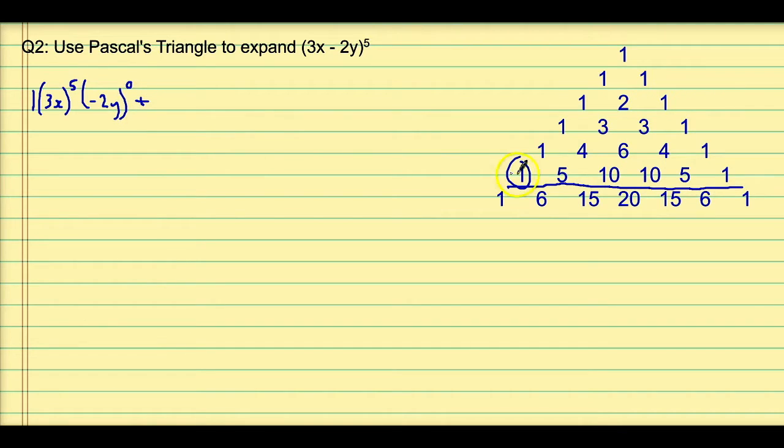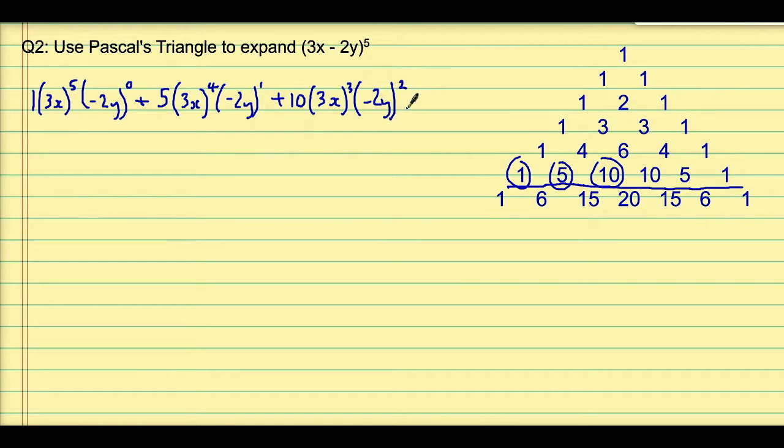Our next term, we've got the 5 here. So we're going to have 5. We're going to multiply that by 3x to the power of 4, and we're going to multiply that by the negative 2y to the power of 1. On to the next term, we've got the 10 here. So it's 10 multiplied by 3x to the power of 3. And then we're going to multiply that by negative 2y, and this time it's to the power of 2.